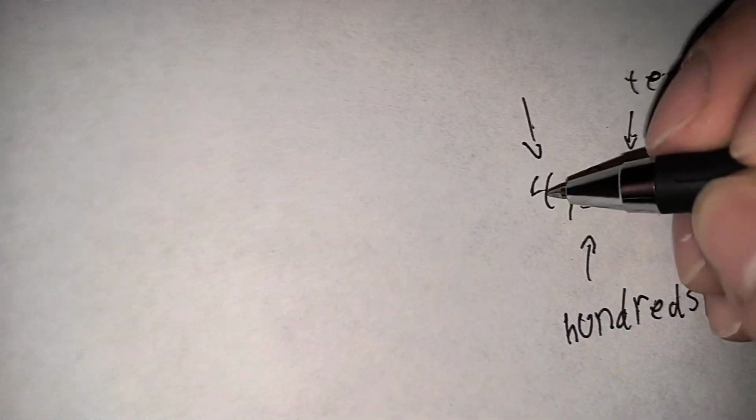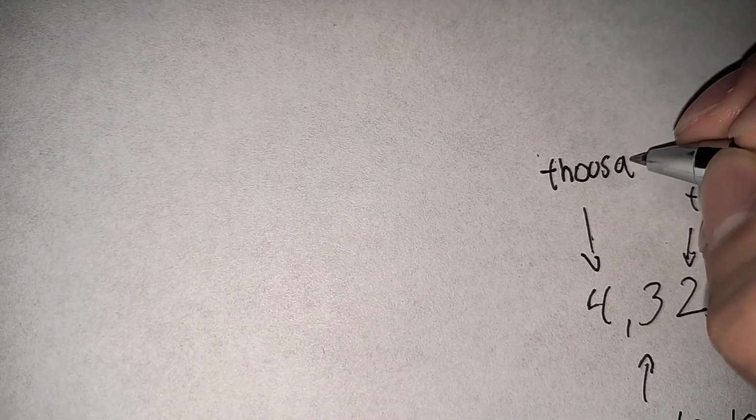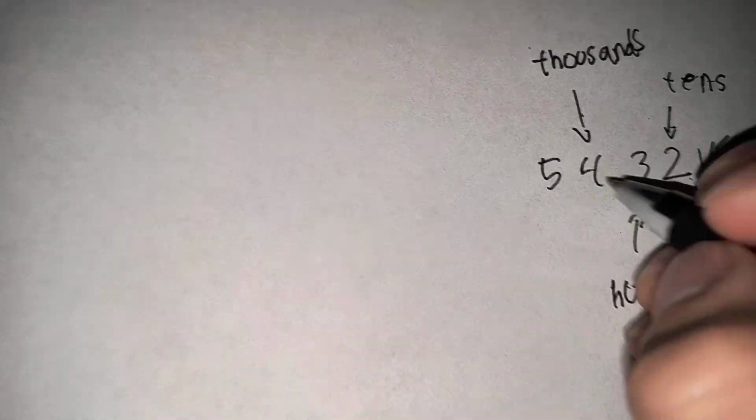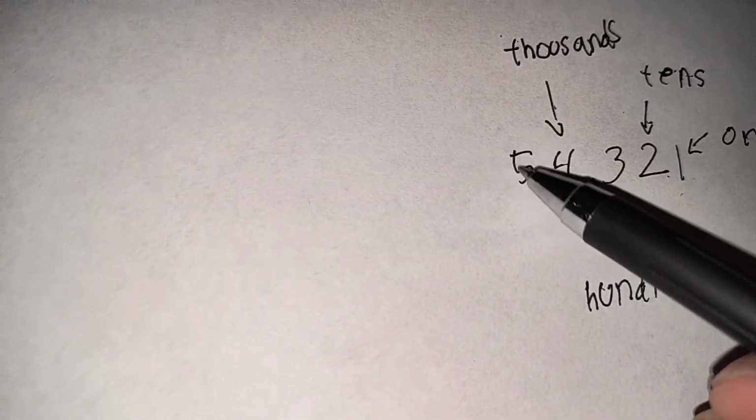Then you got the thousands place because this one's worth a certain number of thousands. This one's worth 4 thousands. So this is the thousands place. And then you got the 10,000s place. See, this is 54,321 now. This is the 10,000s place because this is worth 5 10,000s. If you were to multiply 10,000 times 5, you get 50,000. So this is the 10,000s.